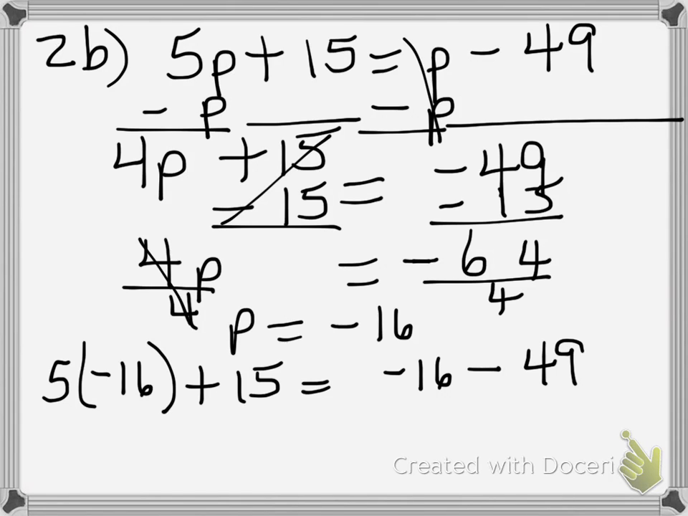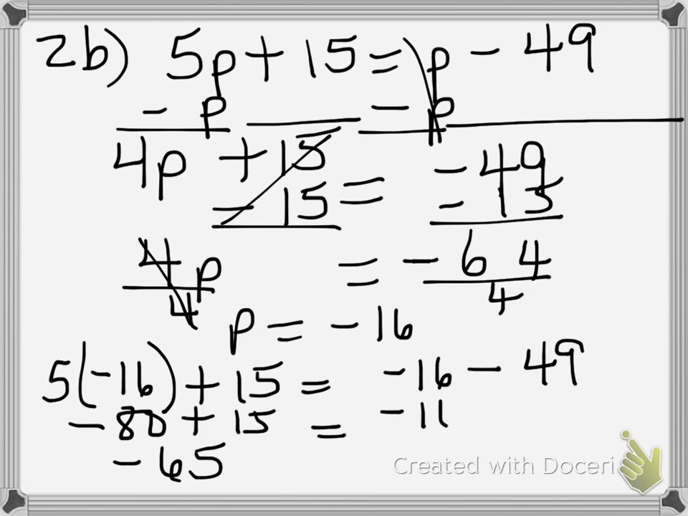Well, 5 times negative 16 is negative 80 plus 15. That would give me what, negative 65? Negative 16 minus 49 is the same thing as negative 16 plus negative 49. That would give me negative 65. So we are balanced and checked.